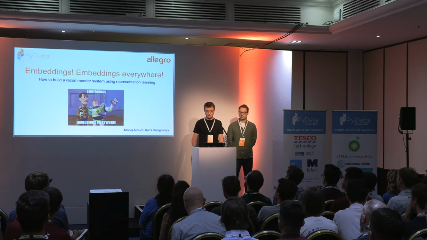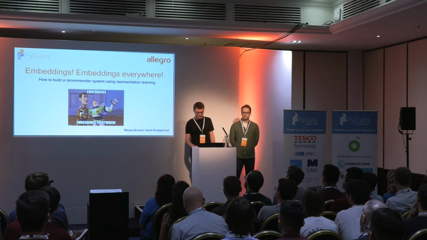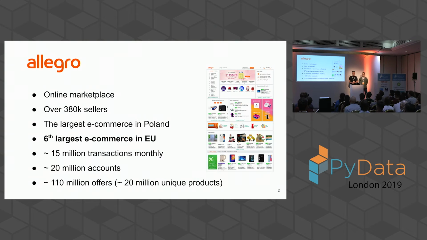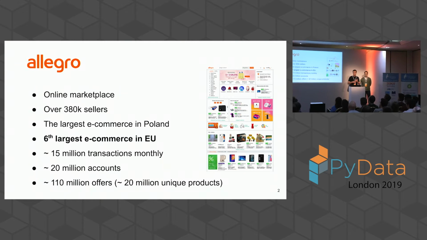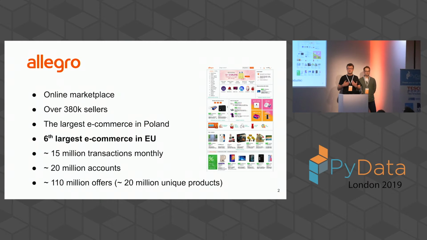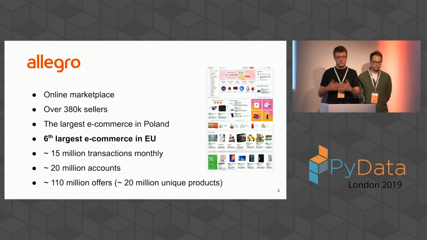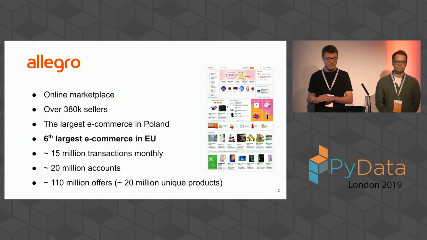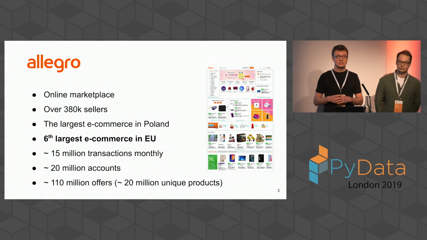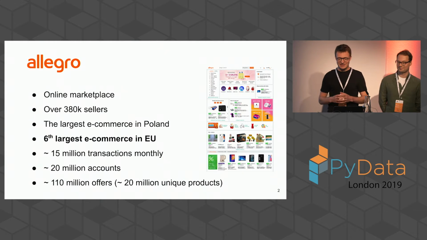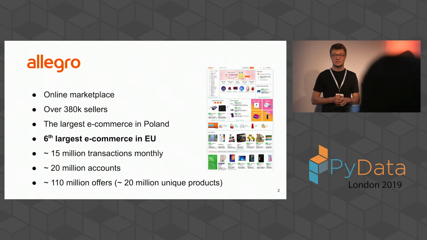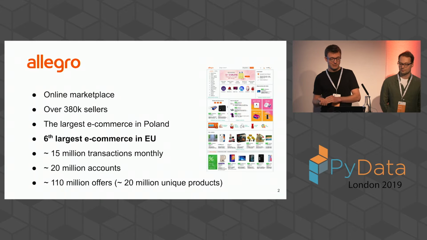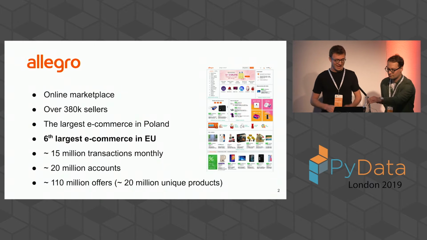Before going into the details of the system, let me briefly introduce our company and basic taxonomy of recommender systems. So Allegro is an online marketplace. It's not an online store, so it does not sell products, but provides a platform for third-party sellers to sell their products. And there are almost 400,000 of those sellers, and this makes Allegro the largest e-commerce in Poland, and in fact, it's also the sixth largest in the European Union in terms of turnover, but it operates only in Poland.